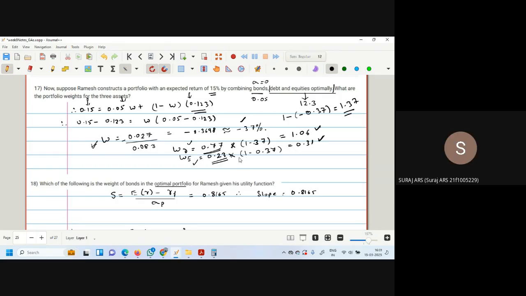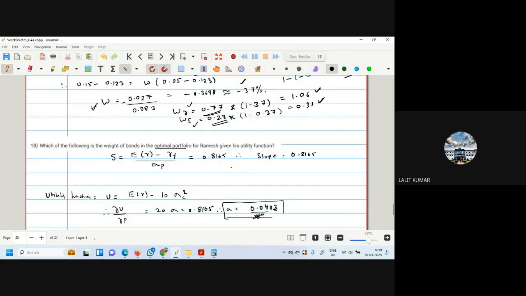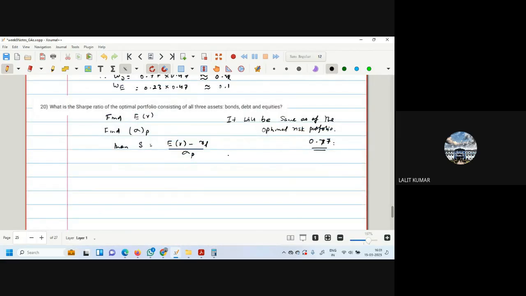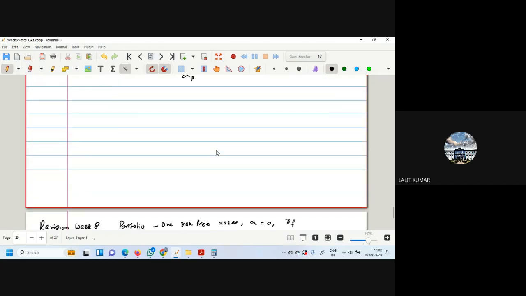It's clear. Okay. Sharpe ratio is ER minus RF by sigma P. Now, what is the Sharpe ratio of the optimal portfolio consisting of all three assets, bonds, debt, and equity? So remember, for bonds it is 0. So for debt and equity, whatever the standard deviation you had got or the Sharpe ratio which you had got, it will remain the same. You have to put the values. So with this, I have finished the GA.